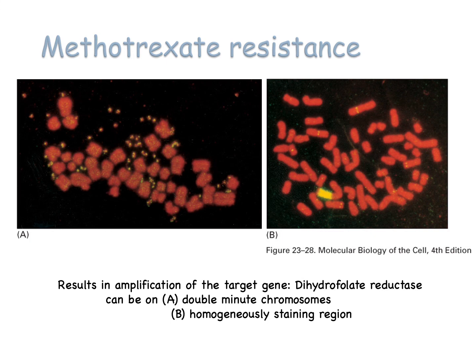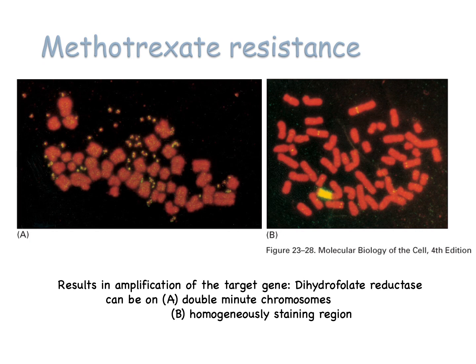And in this case, if you take the drug away, you very rapidly lose the resistance, because again, those cells that have not inherited as much of the double minutes don't have as much DNA and are able to replicate their DNA faster and divide faster, and so will quickly outgrow those that have more copies.